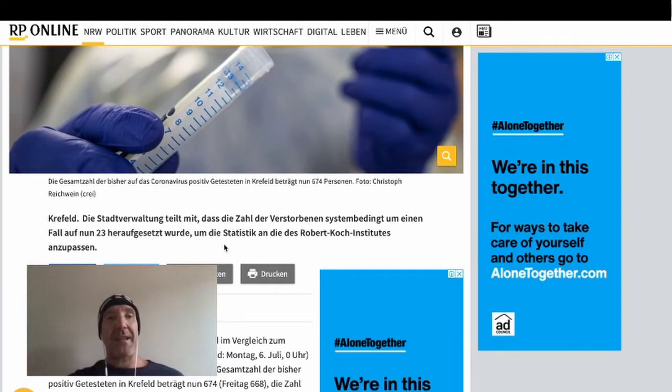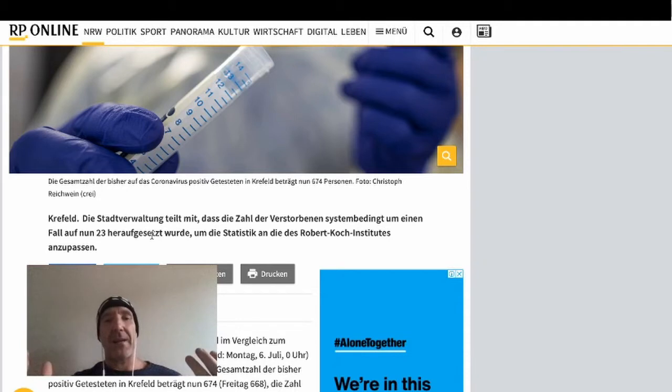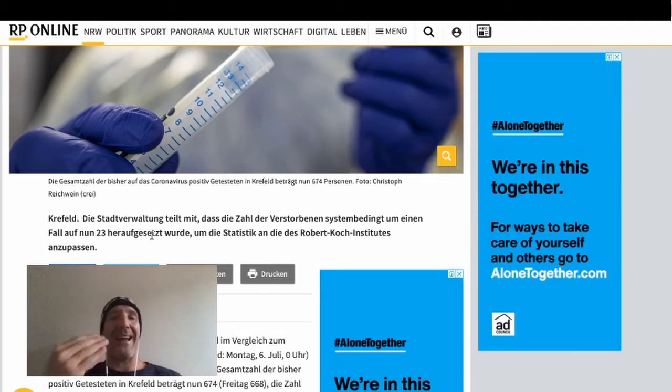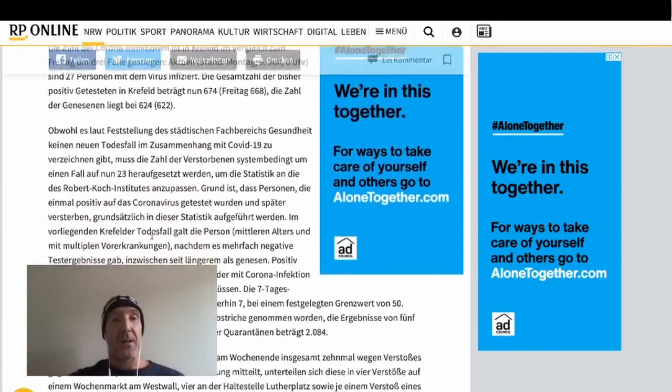Then it says here, second heading, Krefeld, the government of the city, or basically the people that are responsible for the health statistics in the city, is reporting that the number of deaths has to be adjusted based on the system they have. There is nobody that died of a COVID-19 case, but they have to correct the number up. There used to be 22 people that died of COVID-19, and now, not having another case, they will have to put it up. Why is that the case?